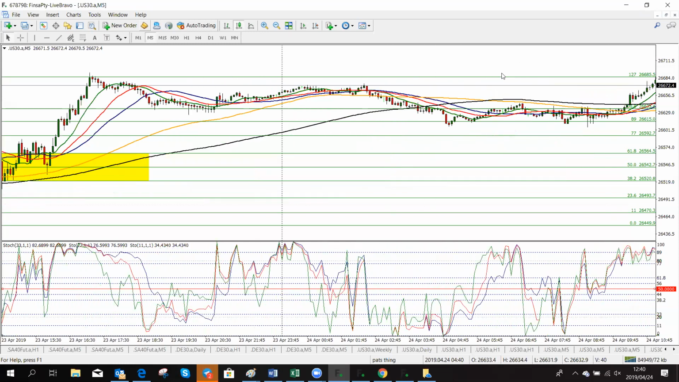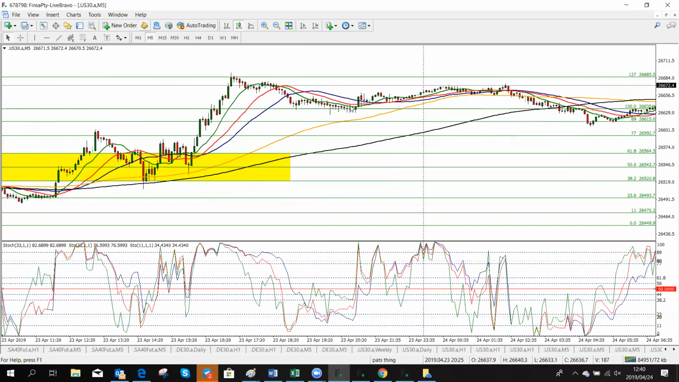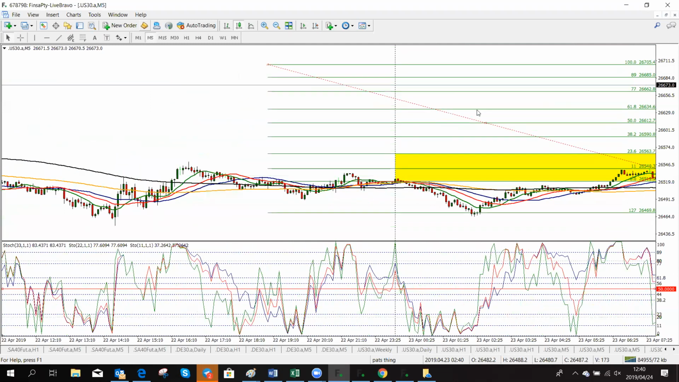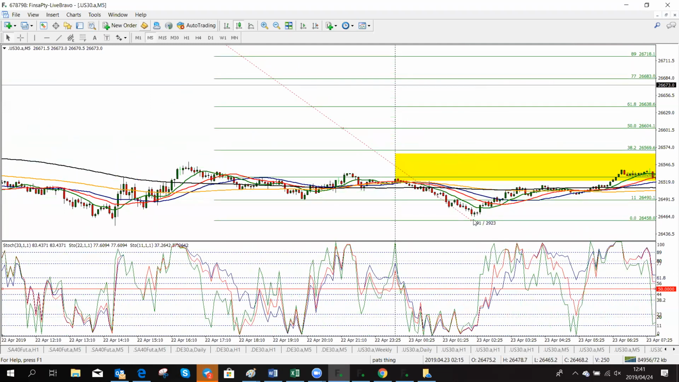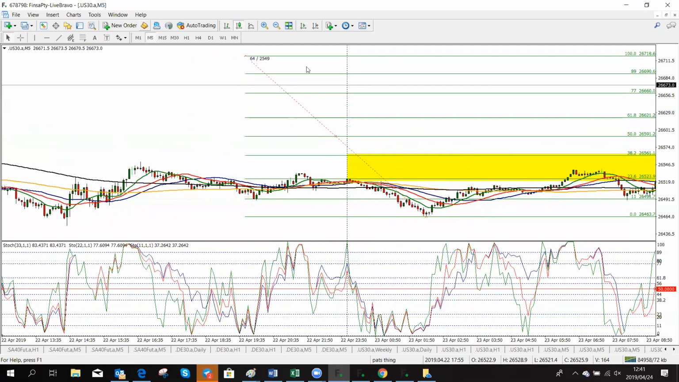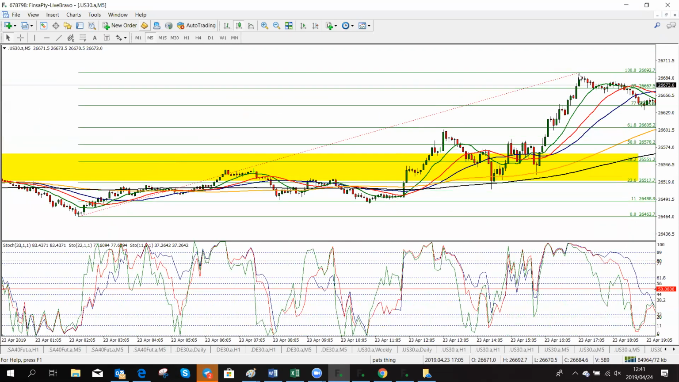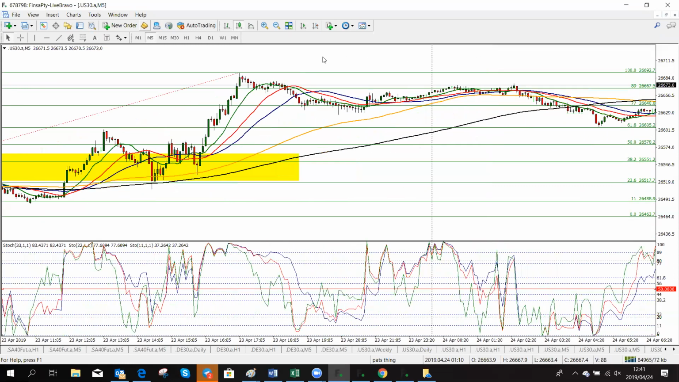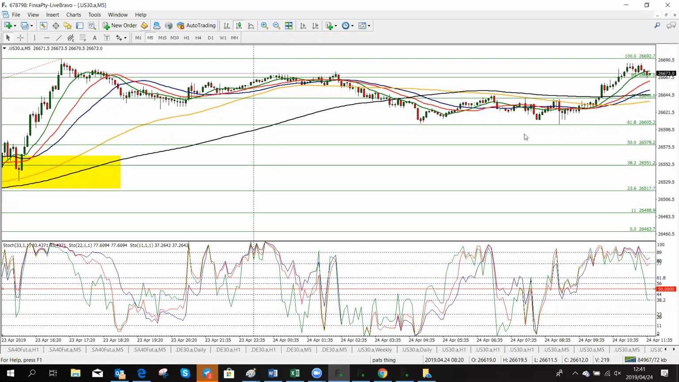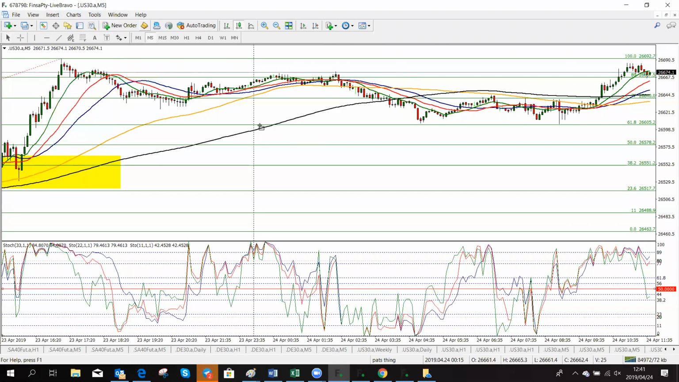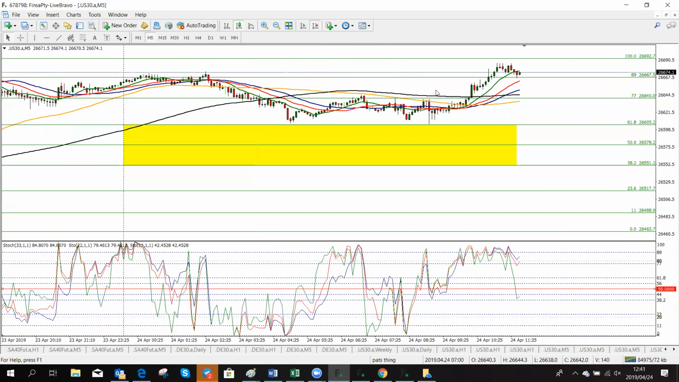Let's just see what it's doing now. Okay, that was previous day. Let's just take it, move it across to today. That's it. Okay, here's our level of consolidation. It hasn't really given us anything today yet, but we'll check it out.